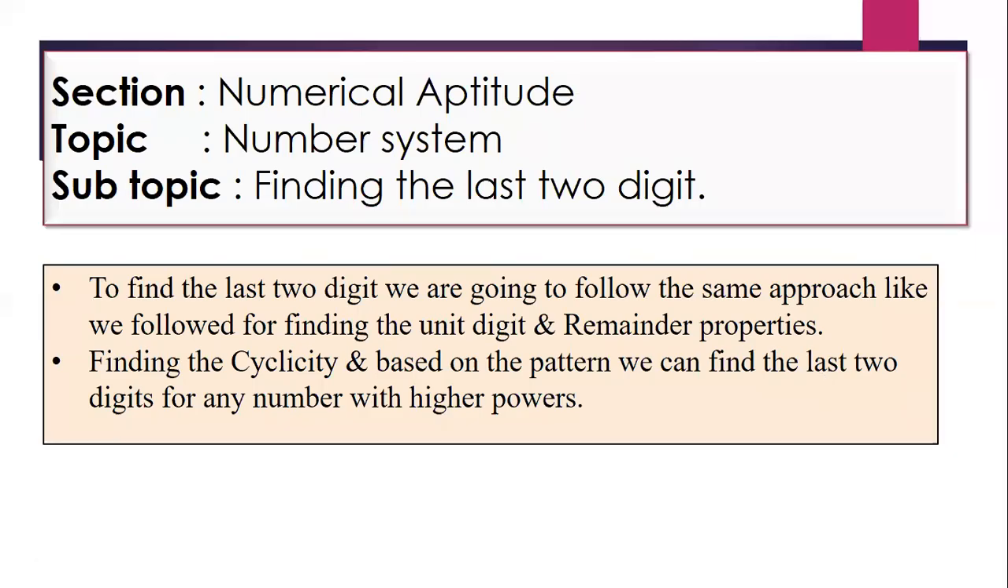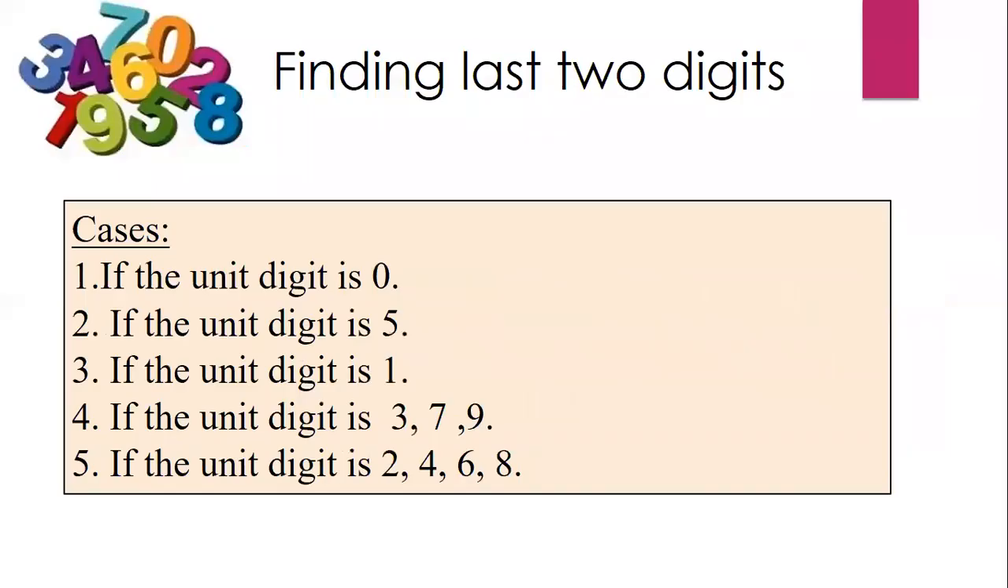Hello everyone. In this video, we are going to see how to find out the last two digits for higher powers. Here we are going to follow the same approach that we used for unit digits and remainder properties, that is based on the cyclicity and the pattern, to find out the last two digits for any number. So we have five different cases.